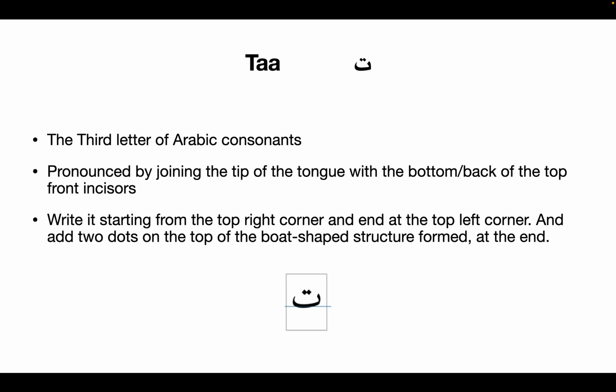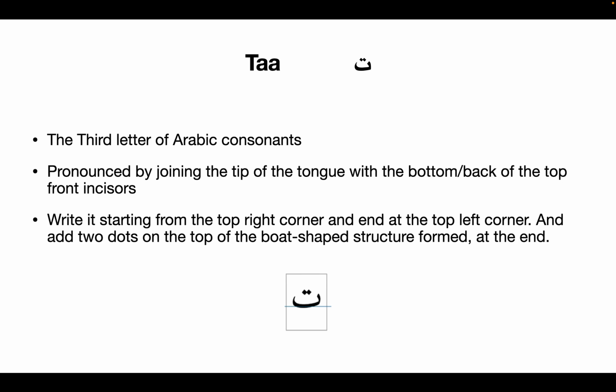So though you might see that it looks like two diamonds, it's basically just two dots, and that's how the computerized text produces the Unicode writing style, or the font of computers. They produce a diamond-like structure, but these are basically just two dots. So ta starts from the top right corner. We start creating the boat-like structure where the base of the boat touches the line, and then we end on the top left to end our boat-like structure, and we just add two dots on the top of the boat-like structure. So this was our third letter ta, which produced the sound ta while creating the word.